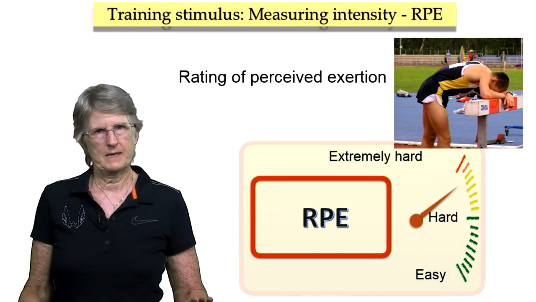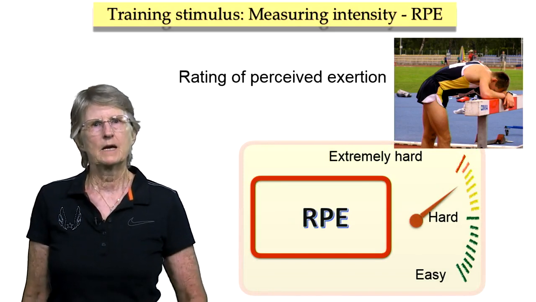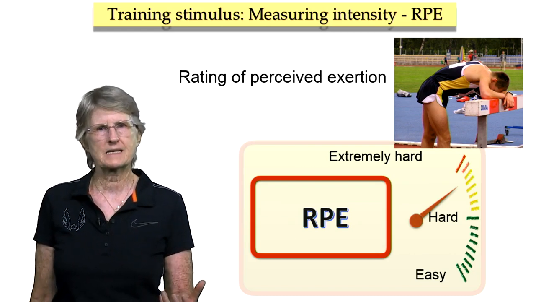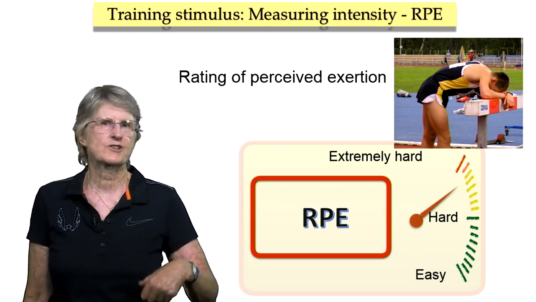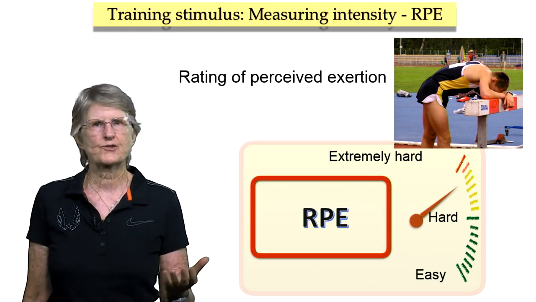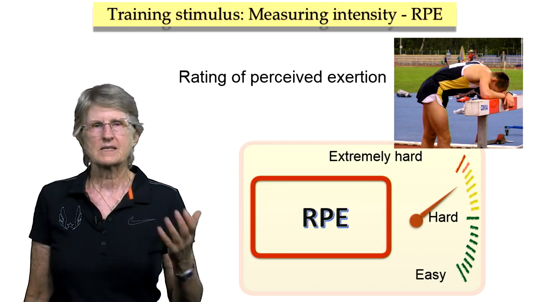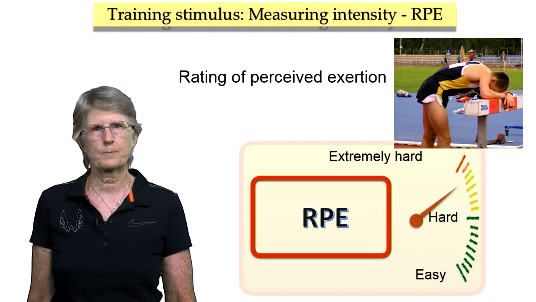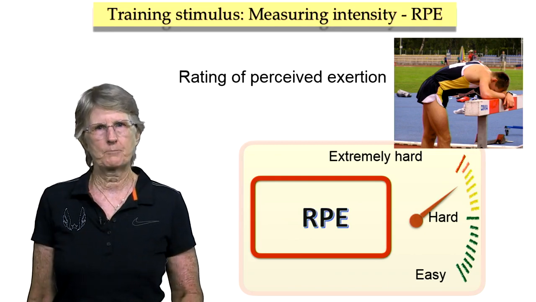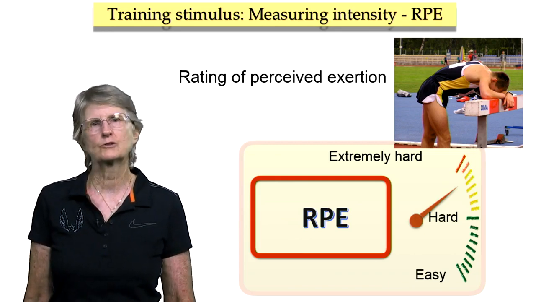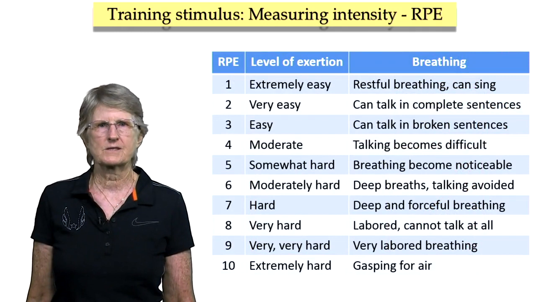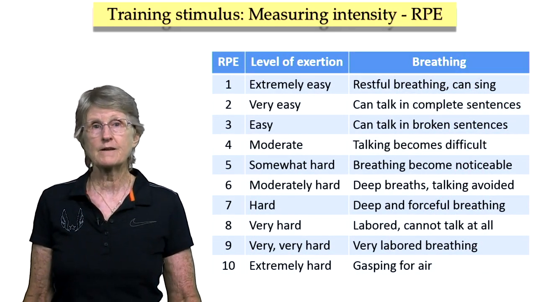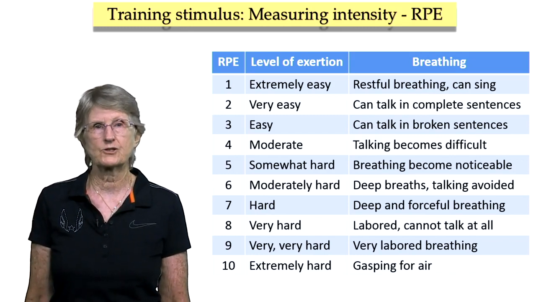The easiest method for measuring intensity is to simply ask the athlete to rate the intensity of the training session using everyday language, such as easy, hard, extremely hard, etc. The scale is called the Rating of Perceived Exertion, or RPE, and there are many RPE versions available depending on your sport. This is an example of an RPE chart designed for endurance runners, and it's fairly easy for most coaches and athletes to use.